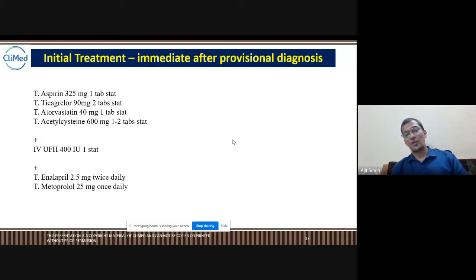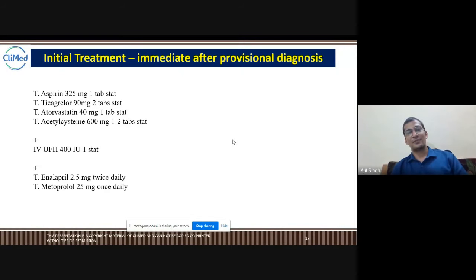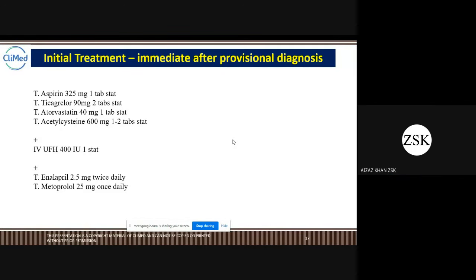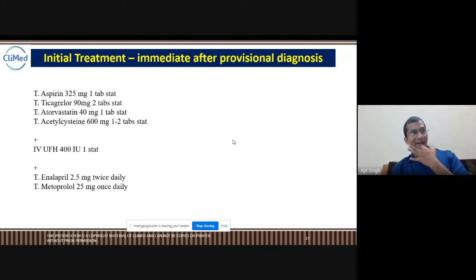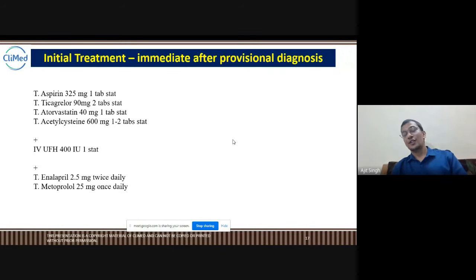Okay, tell me about UFH. Unfractionated heparin. Give me an example of low molecular weight heparin. Enoxaparin. Dalteparin. Okay. Dalteparin, enoxaparin, yes. So why are we giving enoxaparin here?